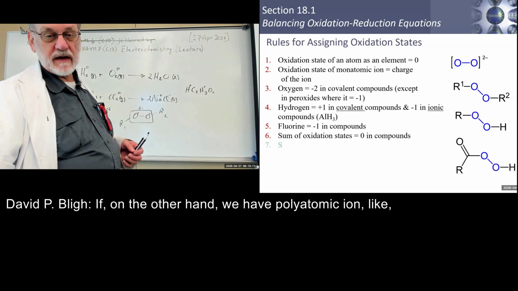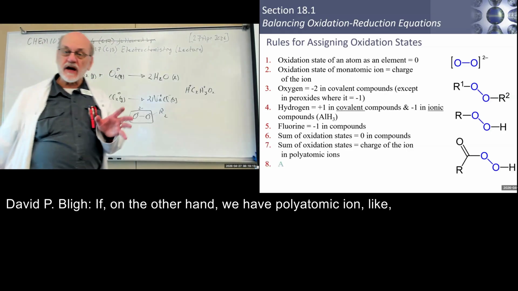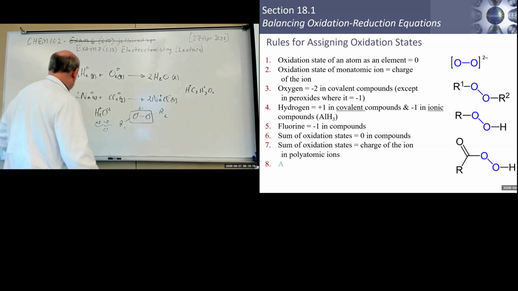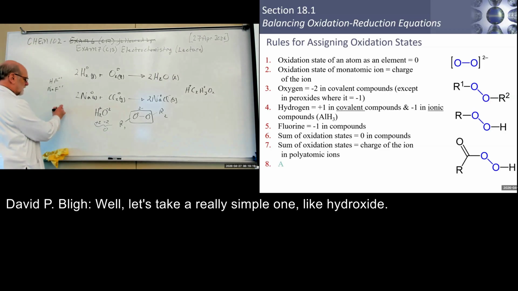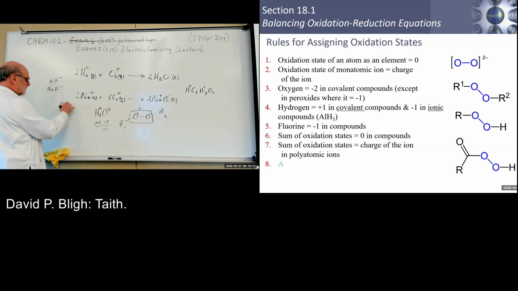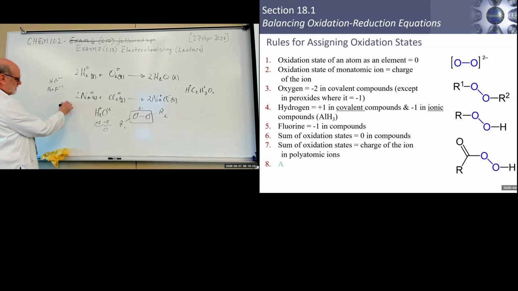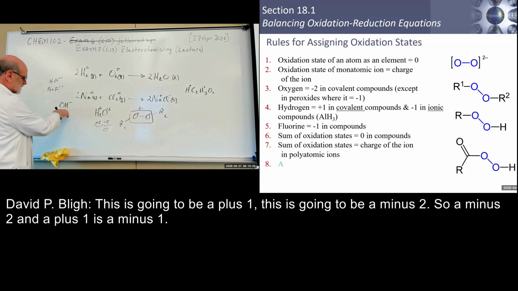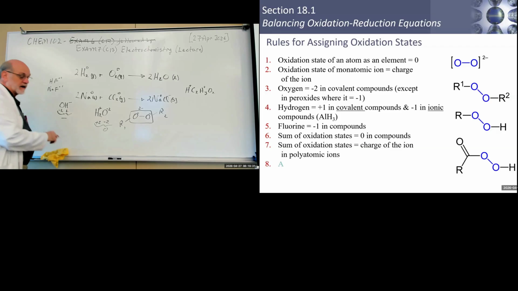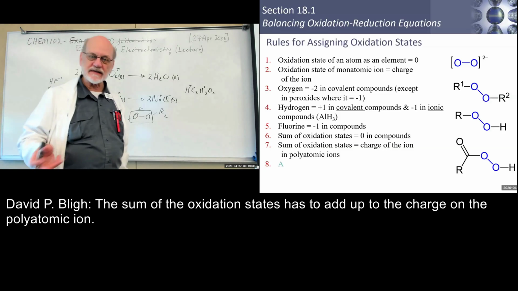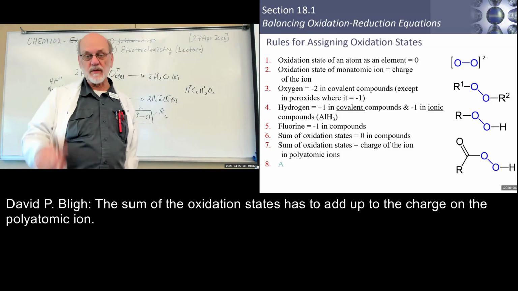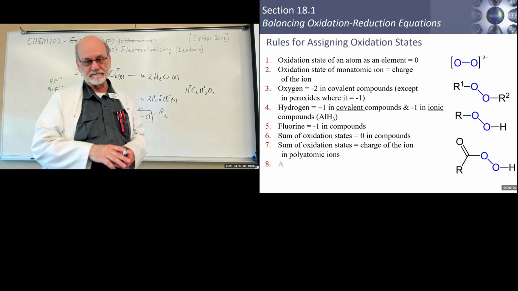If, on the other hand, we have a polyatomic ion, like, well, let's take a really simple one, like hydroxide, right? This is going to be a +1. This is going to be a -2. So a -2 and a +1 is a -1. The sum of the oxidation states has to add up to the charge on the polyatomic ion.